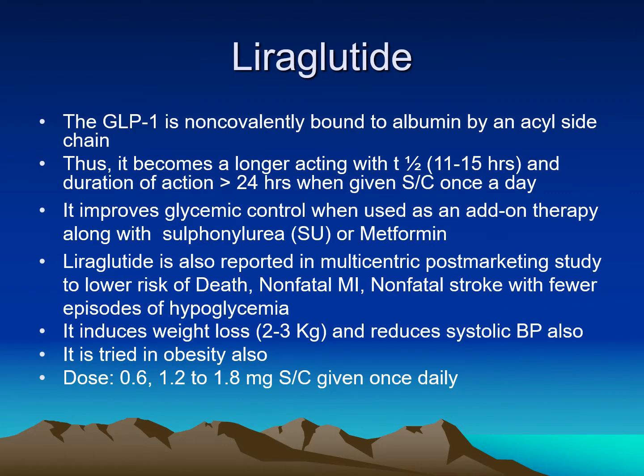Problem with these agents. Now, among the important drugs in the second group, that is structural modification of human GLP-1, liraglutide is one important agent in which GLP-1 is non-covalently bound to albumin by an acyl chain. It becomes longer acting with a longer half-life of 11 to 15 hours and duration of action over 24 hours. It has to be given subcutaneously by injection.